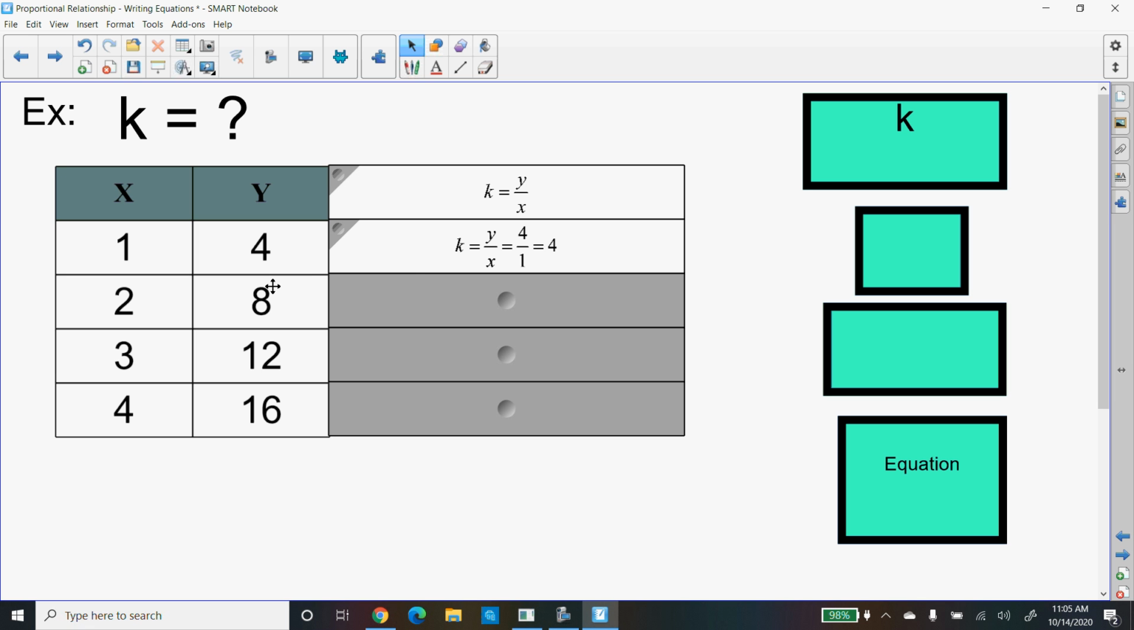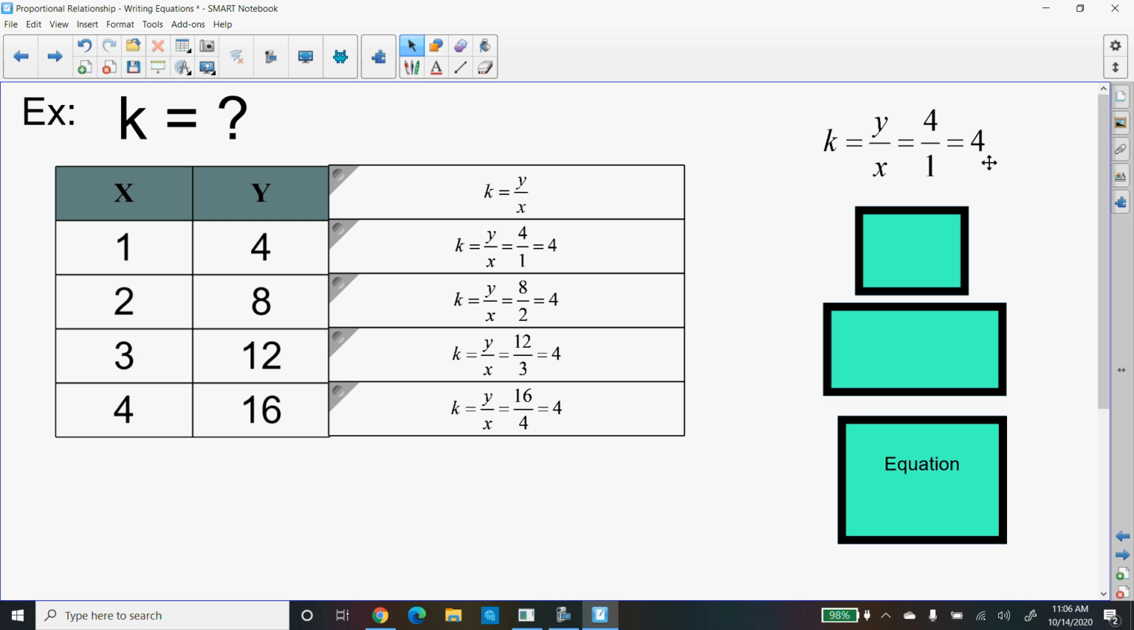Let's go to the next point. Our y coordinate is 8, and we're going to divide that by the x coordinate, which is 2. So the constant of proportionality will be 8 divided by 2, also equals 4. All right, let's look at the constant of proportionality for the third point. We have y is equal to 12, x is equal to 3. If we divide that, guess what? 12 divided by 3 also equals 4. So far, our k value, our constant of proportionality, is 4. And I'm sure the next one, if we take the y value, which is 16, divide that by 4, we will also get 4 again. So our k value is 4 over 1, or 4.